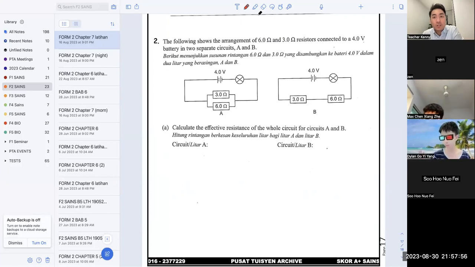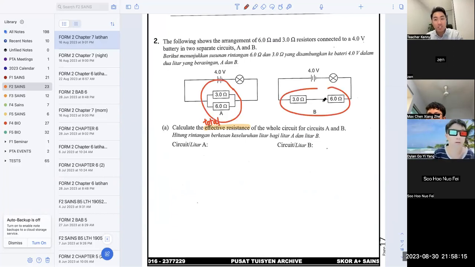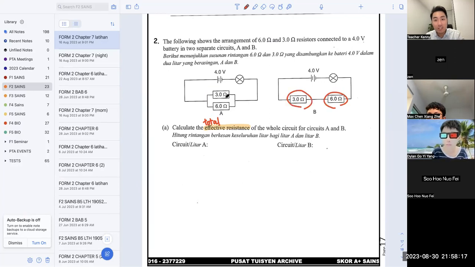Question: I ask you to calculate the effective resistance, in other words the total resistance, of circuit A and circuit B. So you need to know whether circuit A is a parallel or series circuit. I'm giving you the same thing, 6 and 3, 6 and 3. One I arranged differently, the other I arranged differently. I just want to show you like this now.